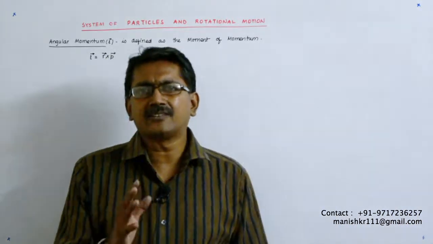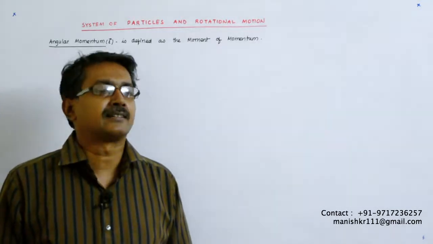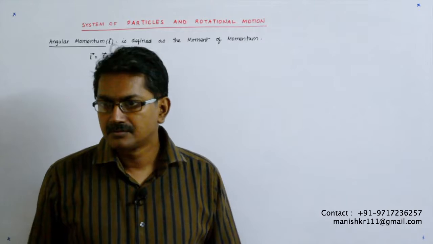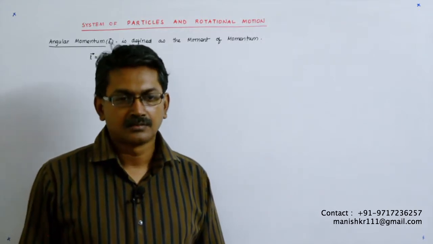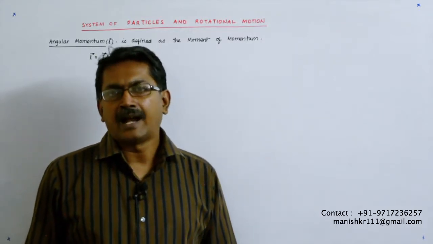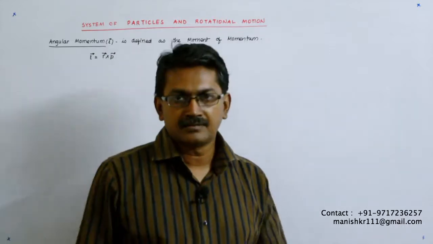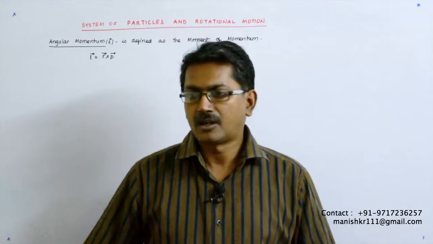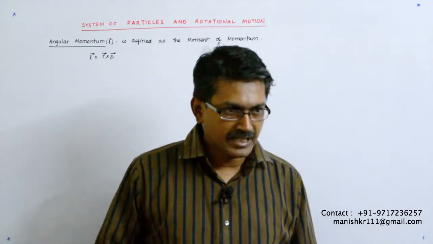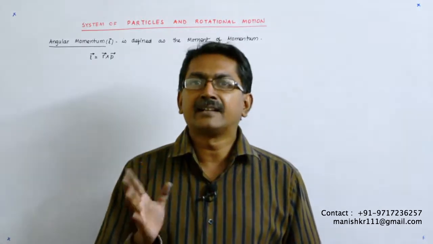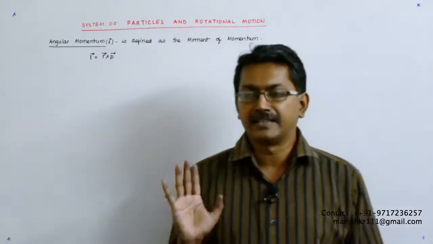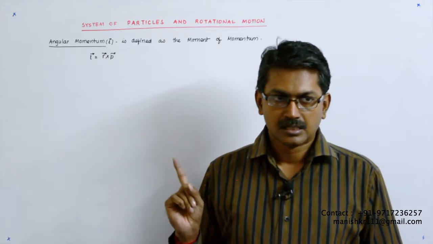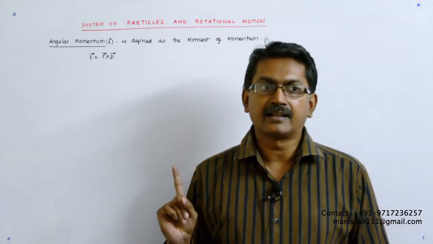But the question will arise, why should you be defining it as r cross p? What makes you think? And don't think that they came ahead and said momentum, fine, r cross p. No, it's not that. There's a reason why it was done, and they have done it very, very, very correctly.